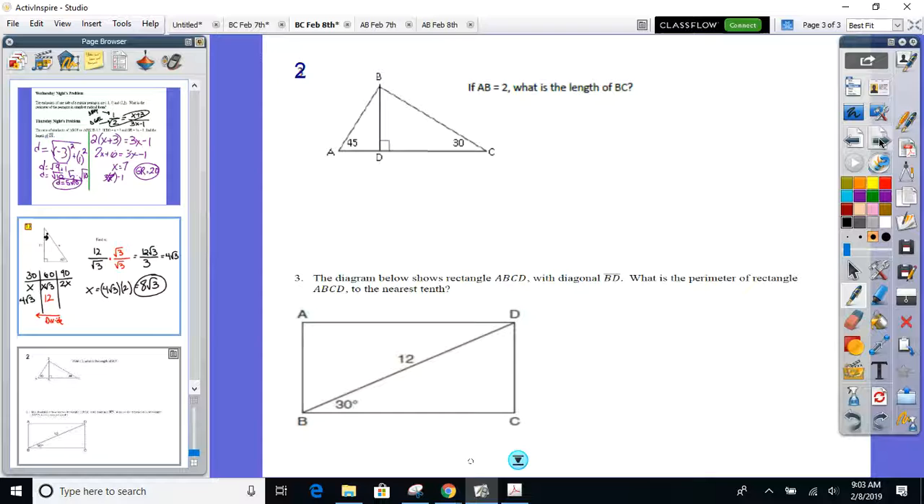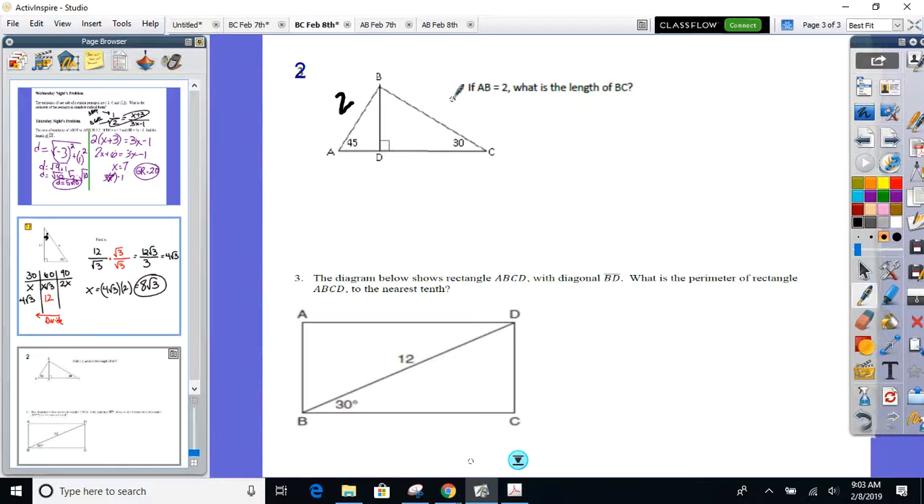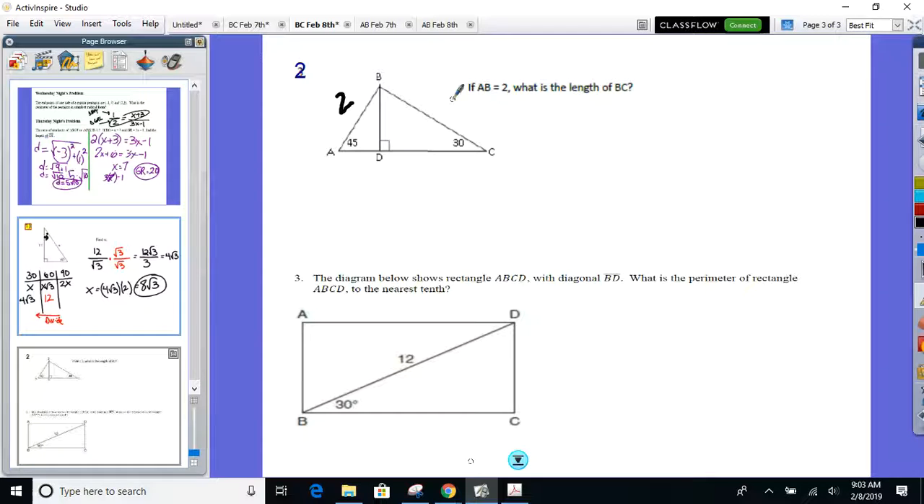Here's one of those diagrams where it's got both types of triangles in it. AB is 2. What's BC? I always like to fill in the other angle measurements just so I know which triangle's which. So we got a 60 up here, right? And next to the 60, we should have a 45. All right. And we need to find BC.